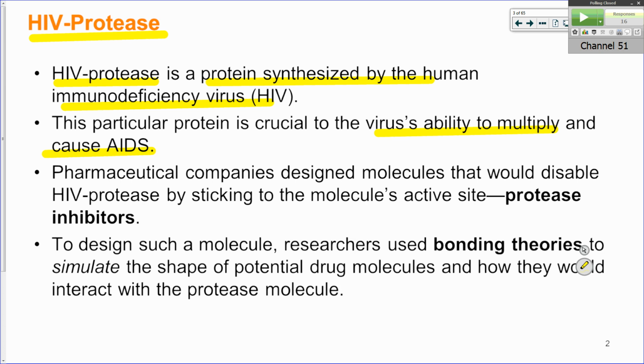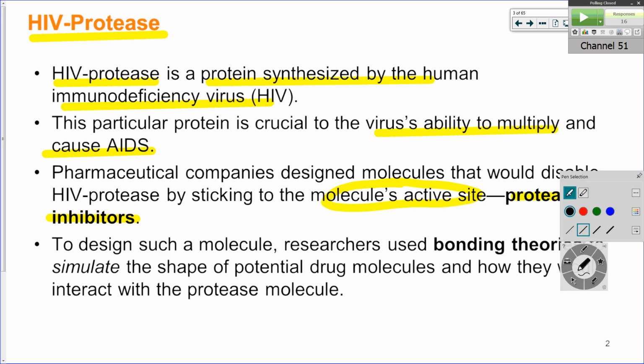The way that we did this is they worked out the crystal structure of the protease, and they knew its exact three-dimensional shape. They devised these compounds called inhibitors that would bind to this active site. We use the terminology in upper level courses, a lock and key mechanism.